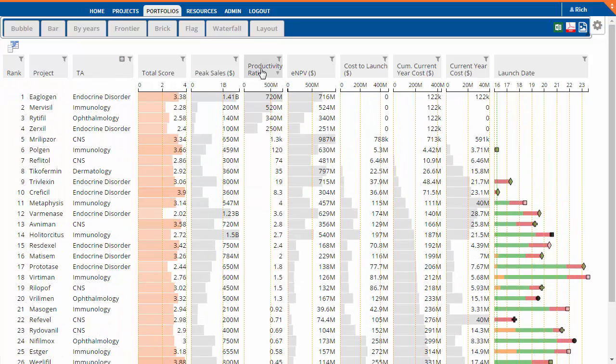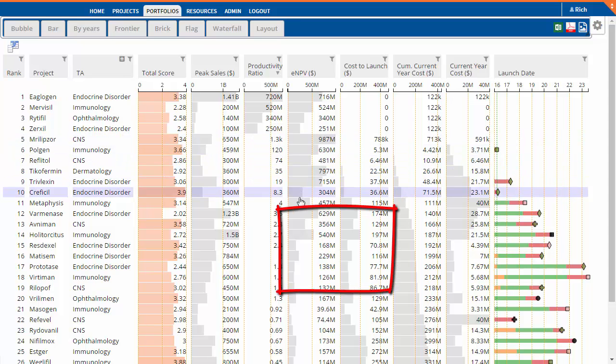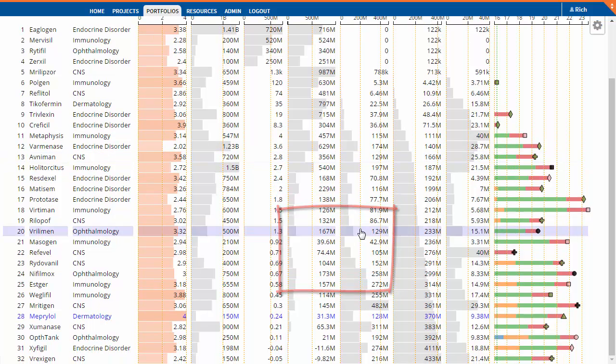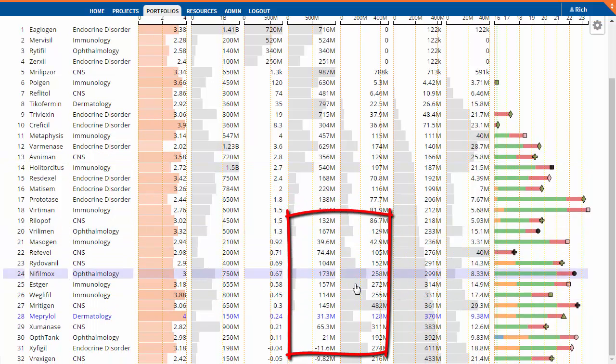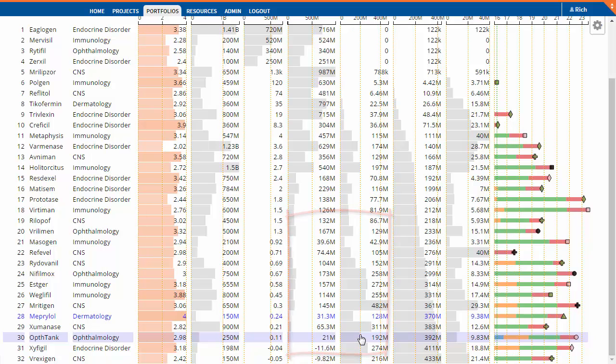You can clearly see the relationship between value, cost, and productivity. The projects at the top of the report have high value and low cost, followed by those projects with relatively high value and some cost, until we're at the bottom of the report with those projects with low value and relatively high cost.